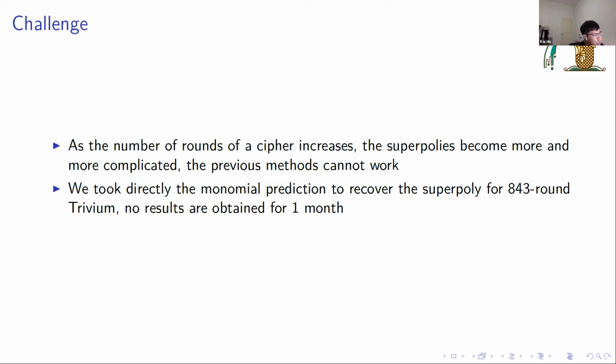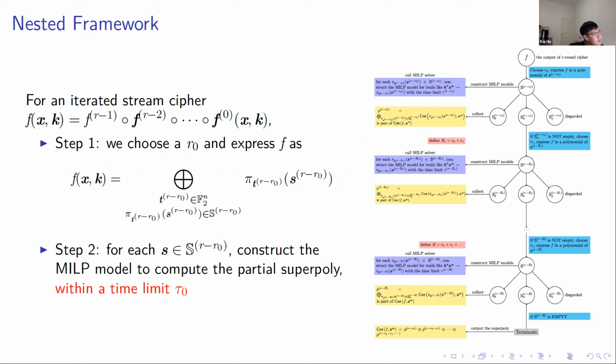Actually, we directly took monomial prediction to recover the superpoly for 843-round Trivium. No results were obtained for a month. In this paper, we give a new nested framework with monomial prediction, which is efficient for massive superpolies. Of course, it works very well for simple superpolies.